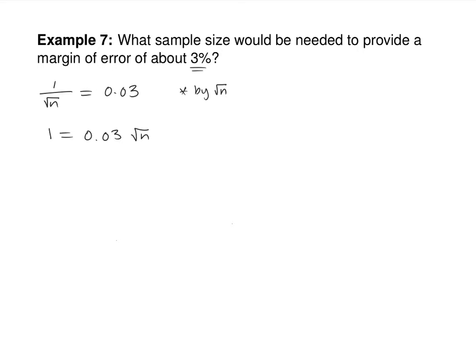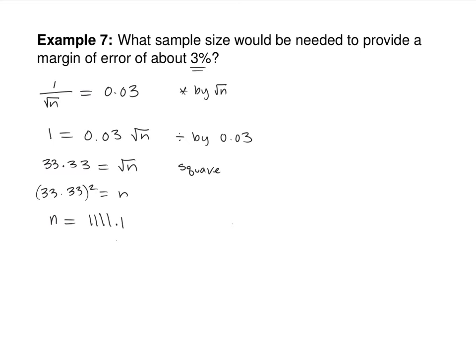And what do you do next to get that root n by itself? I wouldn't square yet. Divide by 0.03, and that gives you 33.33 equals root n, and then you square. So 33.33 squared is equal to n, and is about 1111.1.